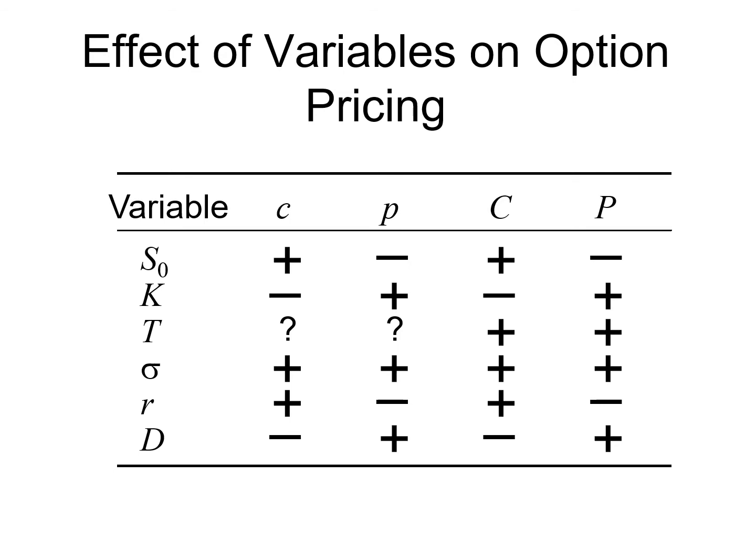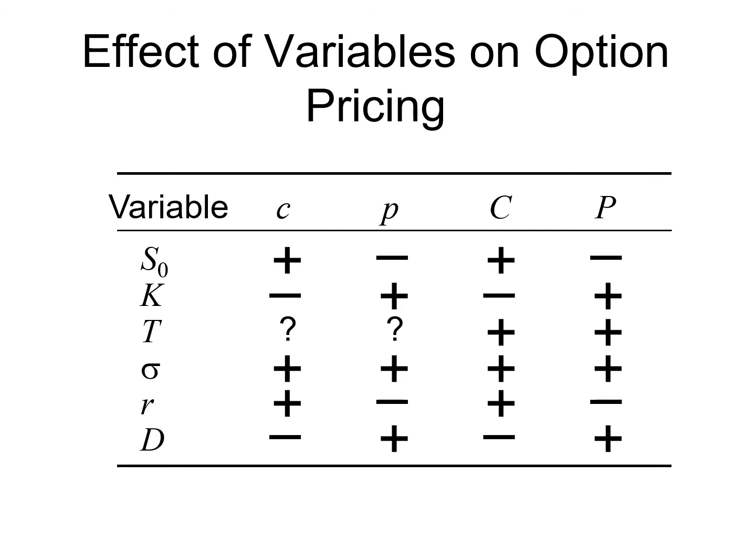Time to maturity: for the American call and American put, it increases the value, right? Because there is more time to exercise. For the European call and European put, we would think a longer T will give a higher value, but it's not exactly so. We have to see, okay? For sigma, because an option is insurance, the higher the volatility, the more valuable the option becomes.